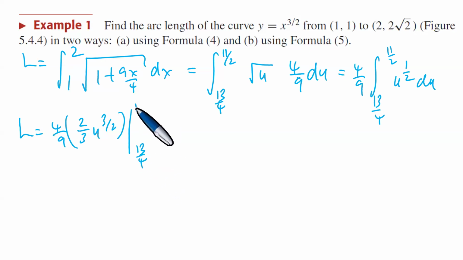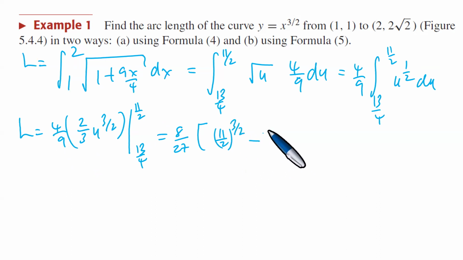So 13 out of 4, 11 out of 2. 4 by 2 is 8. 27. 11 out of 2, 3 over 2, 13 out of 4, 3 over 2.